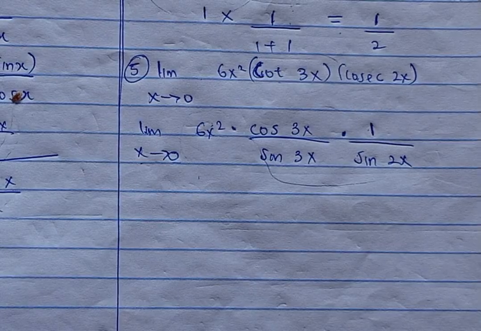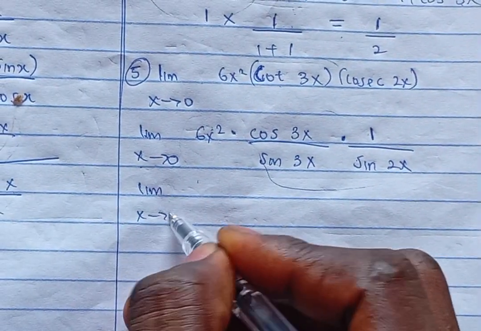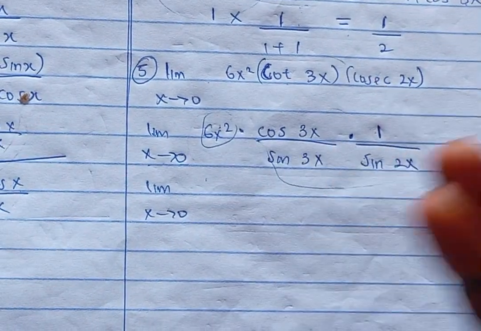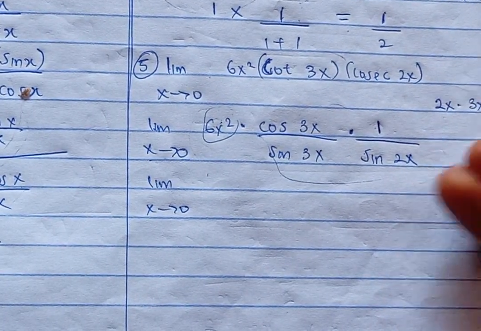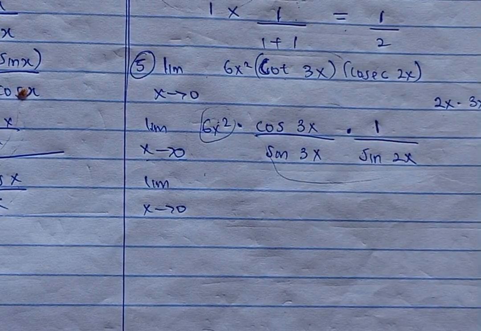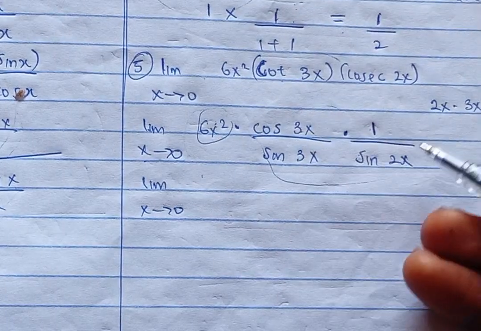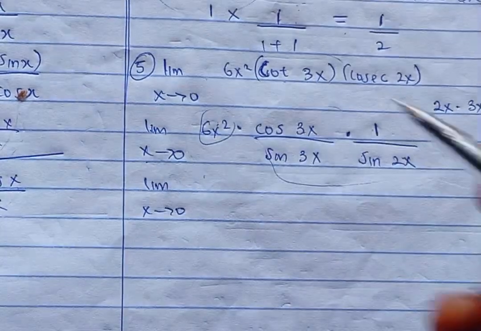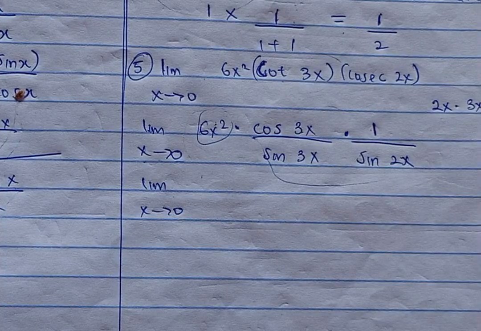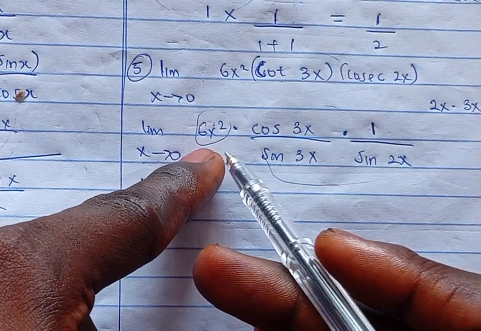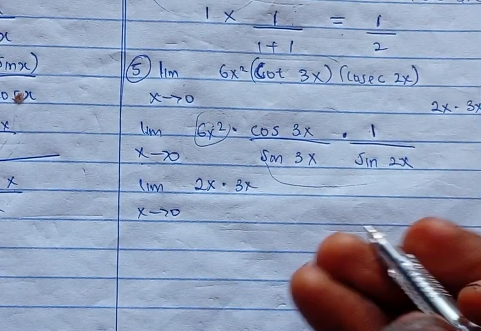We have 6x squared. So I can easily say that the limit as x tends to 0, this 6x squared can be easily split as 2x multiplied by 3x. That's the trick. It means that your critical thinking is working, since you can note that you have 3x here and you have 2x, and you need them to do your standard limit. So you understand what I'm saying now. I can easily split this 6x squared by saying it is 2x multiplied by 3x, right?